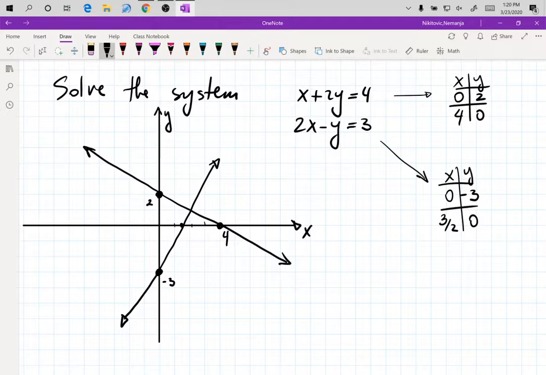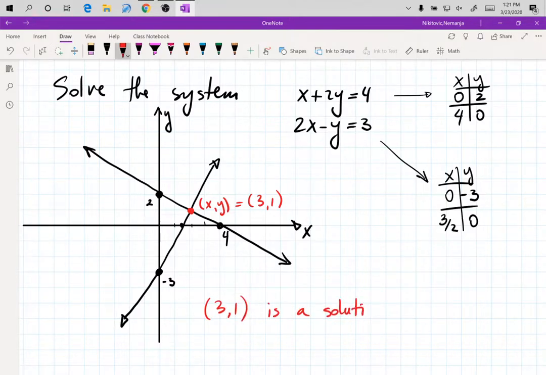And when we draw the line, we see that they intersect at this one point here, and that one point there is our x, y, which we can read as 3, 1. So 3, 1 is a solution. It is one solution because we got only 1 point. For that solution, x is equal to 3, y is equal to 1.